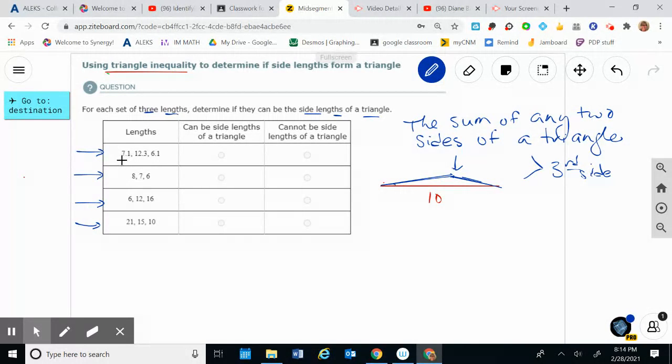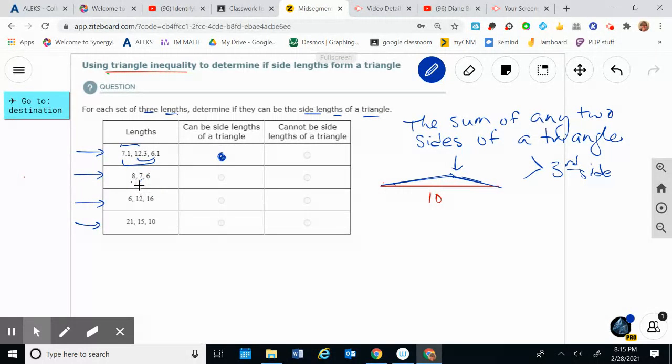In other words, 12 plus 7 is like 19. Don't worry about the decimals. Just add the whole numbers unless you have to add the decimals. So 12 plus 7 is 19. 19 is greater than 6. So that could work. Okay, 12 plus 6 is 18. 18 is greater than 7. 7 plus 6 is 13. 13 is greater than 12. So yes, this can.